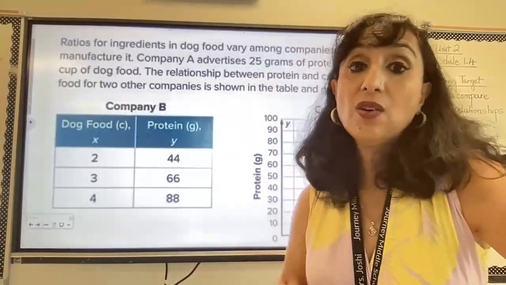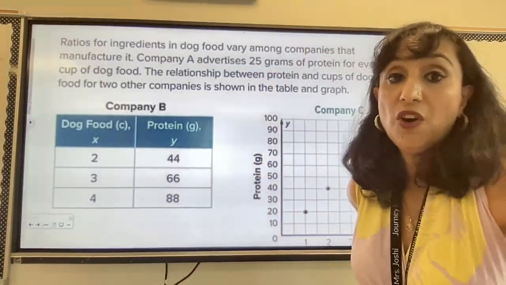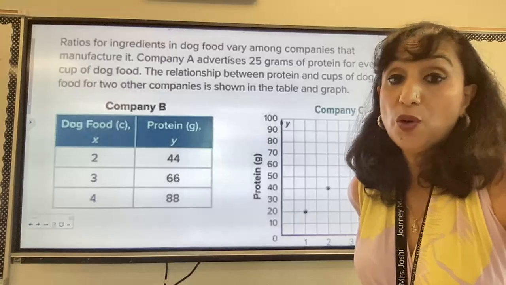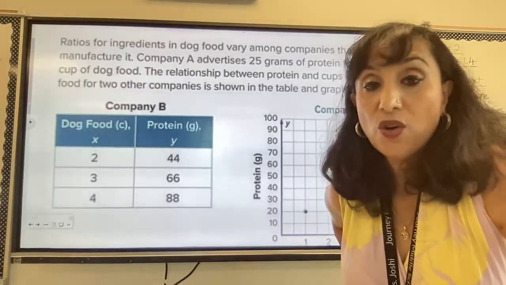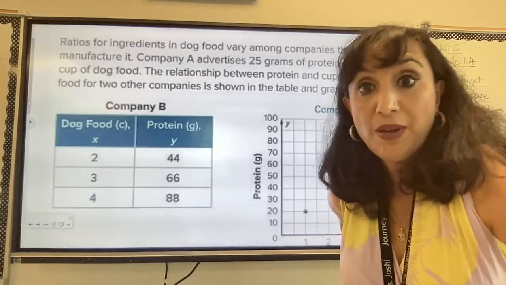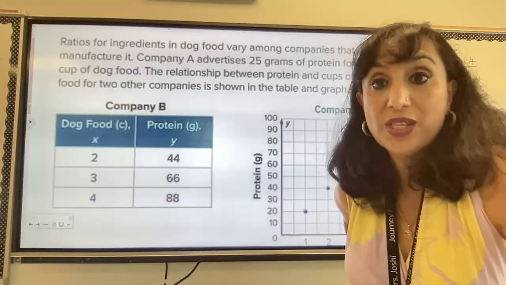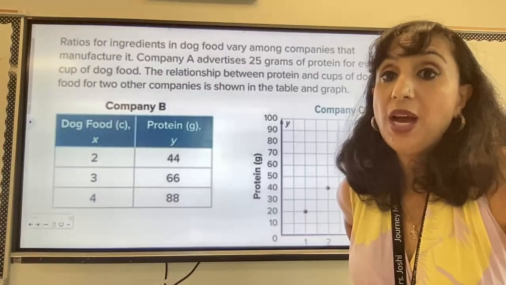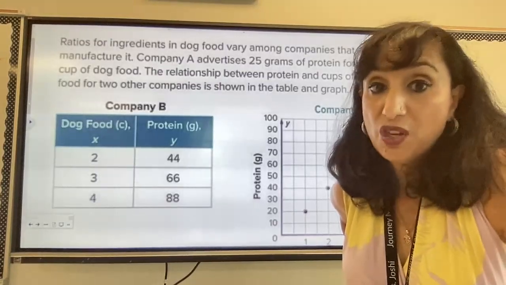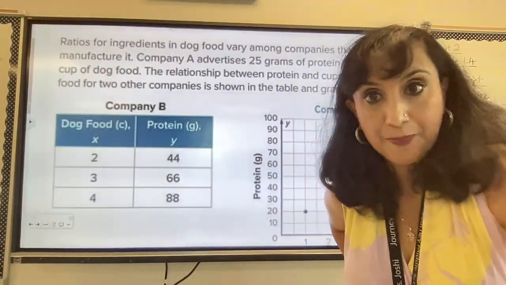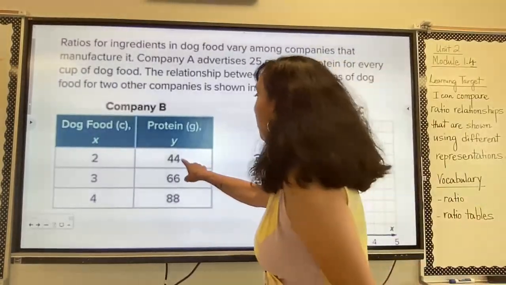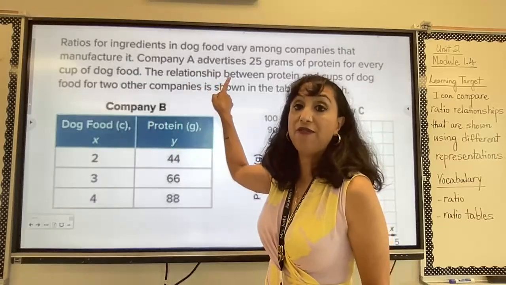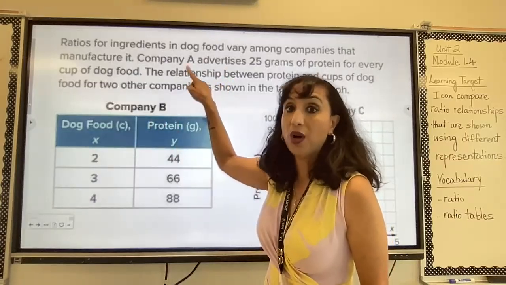All right, let's look at company B. And for company B, 2 dog food cups, the protein for that is 44. So if you think about it, how much would it be for one? You're going to scale back, and 44 divided by 2 gives me how much? 22 grams of protein for 1 cup. Okay, so this one, I'm getting 22 grams of protein for 1 cup. For this one, it was 25 grams of protein for 1 cup.